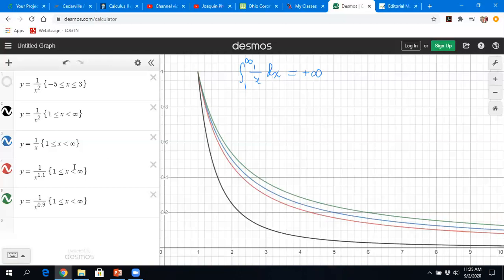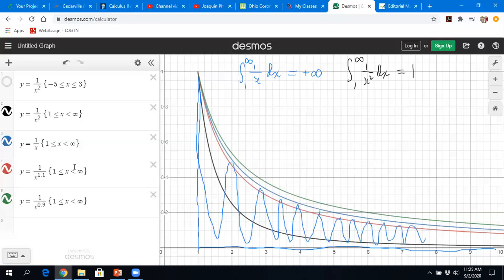Okay, for the black curve, I'll write this in black. What did we figure out the integral from 1 to infinity of 1 over x squared was? Yeah, that was 1. Now that means the area under the blue curve, let's be real clear about this. I'm trying to be real careful with how I draw this right now.